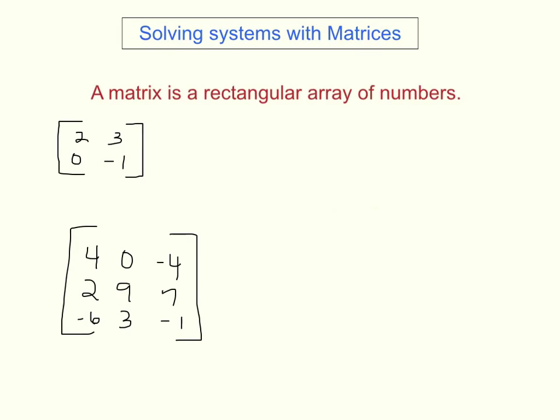So before I set it up, just a quick little review on matrices. A matrix is just a rectangular array of numbers. Okay, so you've got these little brackets, and you've got the numbers in there. Now, this one is a 2 by 2, where this one is a 3 by 3. We'll be working with both kinds, right? So 2 rows and 2 columns, 3 rows and 3 columns.